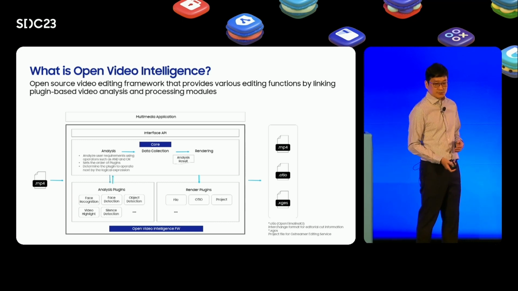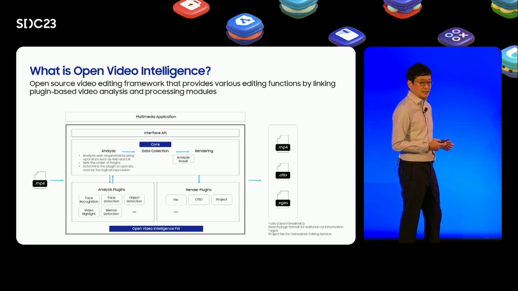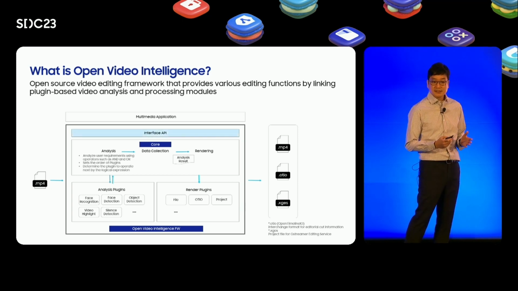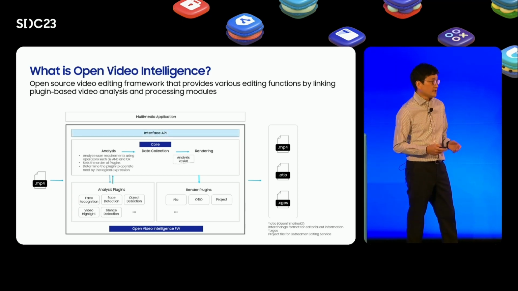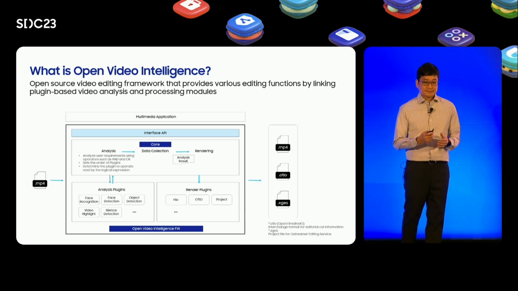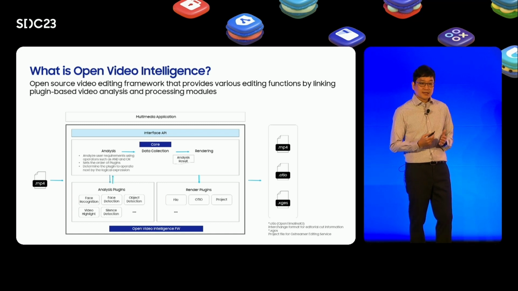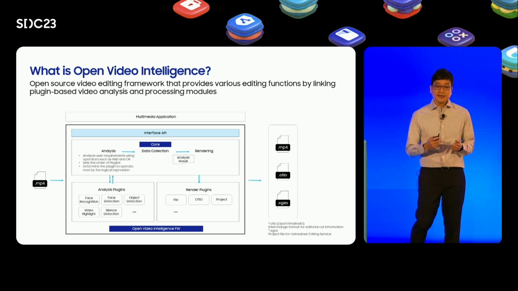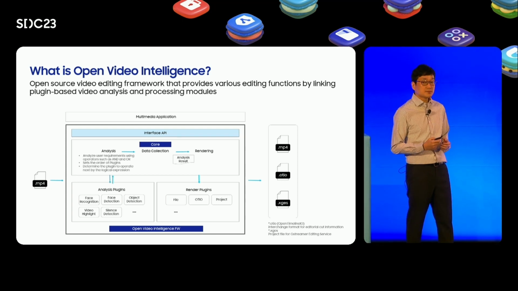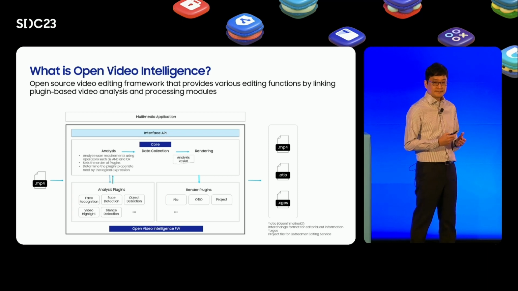Let's explore its structure. Users can send requirements to OVI using different APIs to express their needs. These requirements are conveyed logically using operators like AND and OR. OVI core, the key component, analyzes the video, collects analysis outcomes, performs video editing tasks as per user request, and delivers the final result to the user.